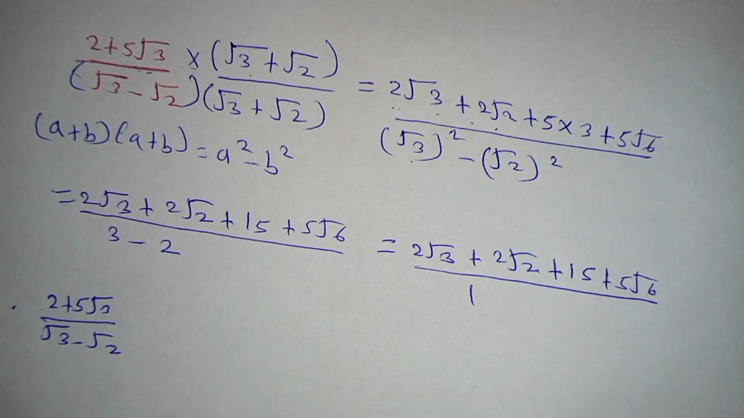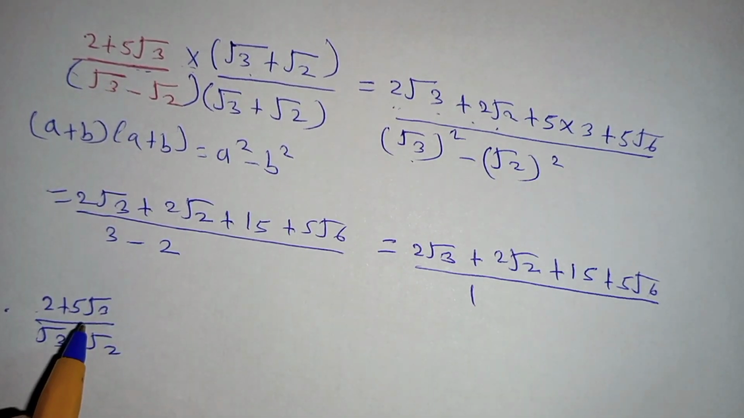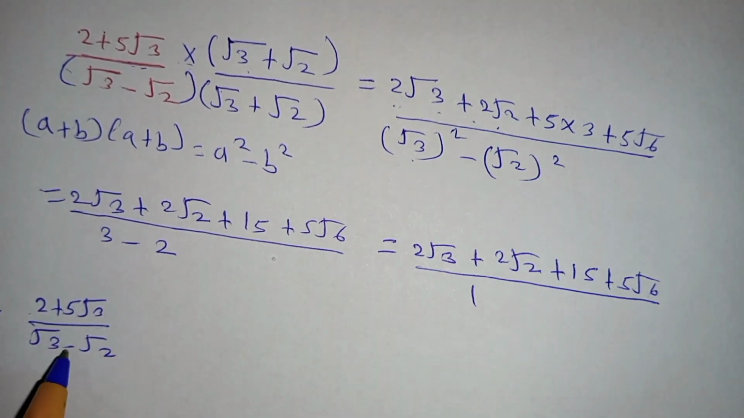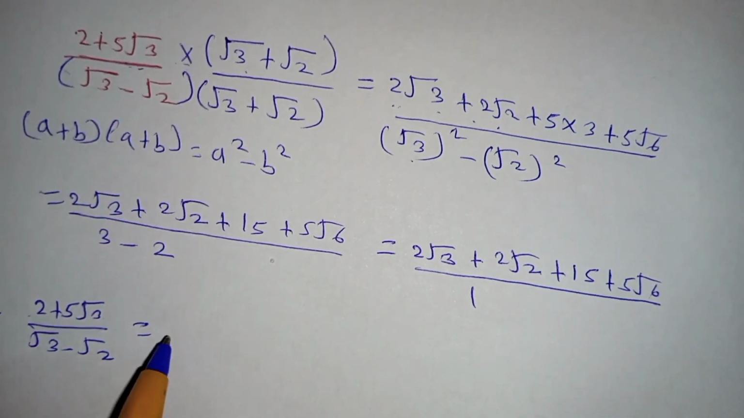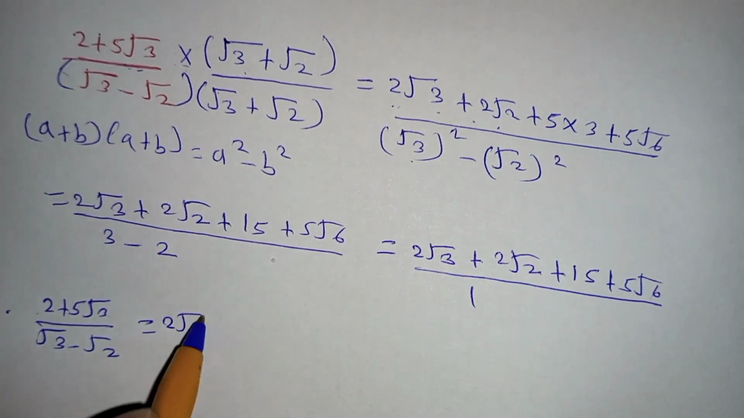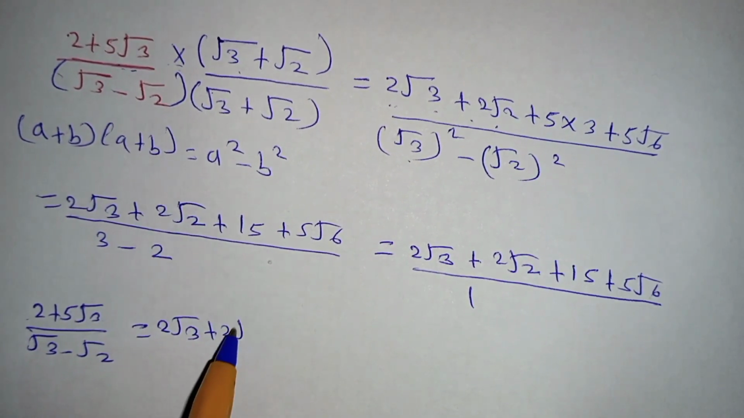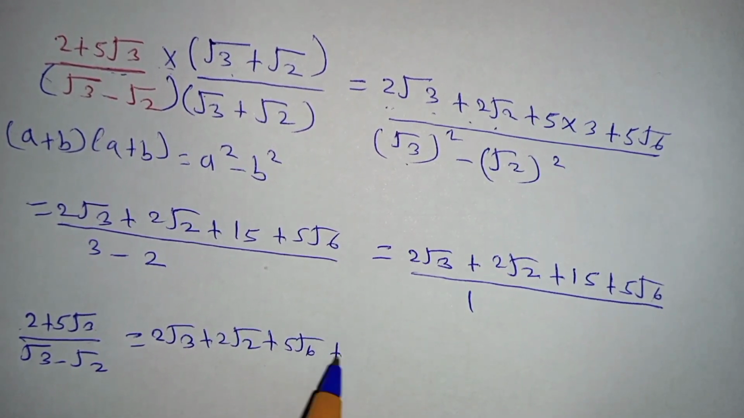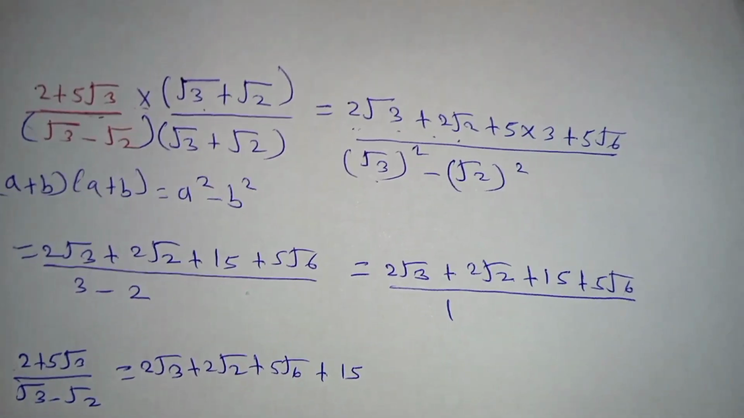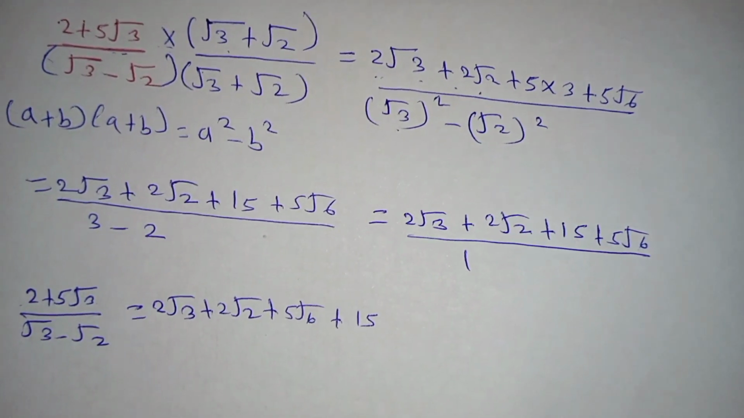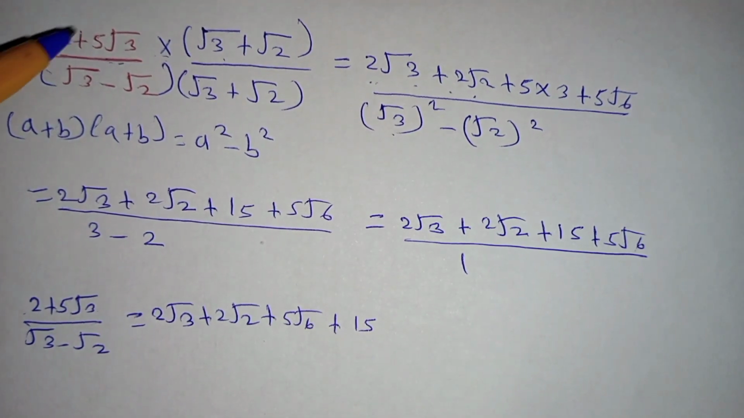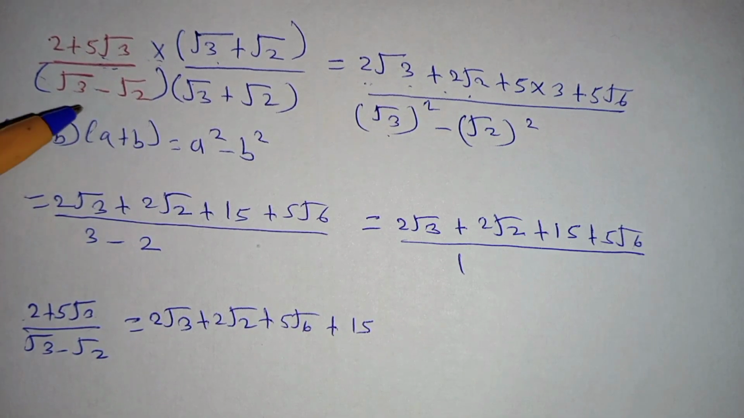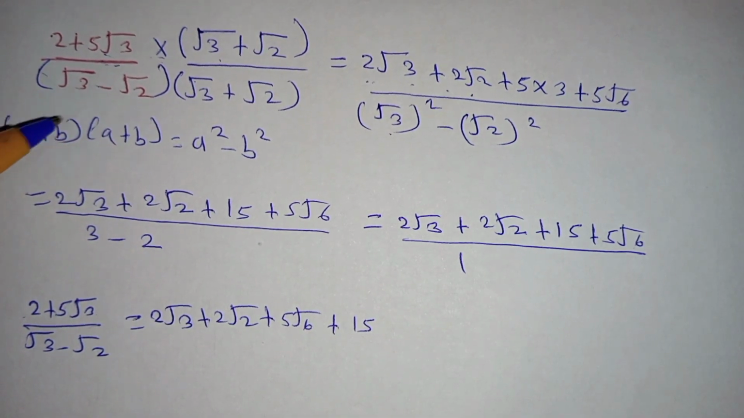So it follows that 2 plus 5 root 3 divided by root 3 minus root 2 is equal to 2 root 3 plus 2 root 2 plus 5 root 6 plus 15 when we rationalize the denominator. So remember, to rationalize the denominator, you simply multiply the numerator and the denominator with the conjugate of the denominator. And the conjugate is obtained by changing the sign between the two numbers.